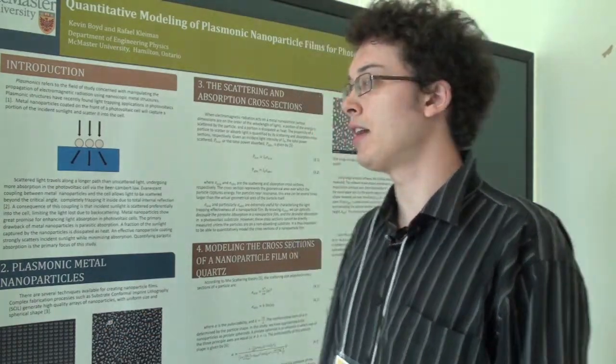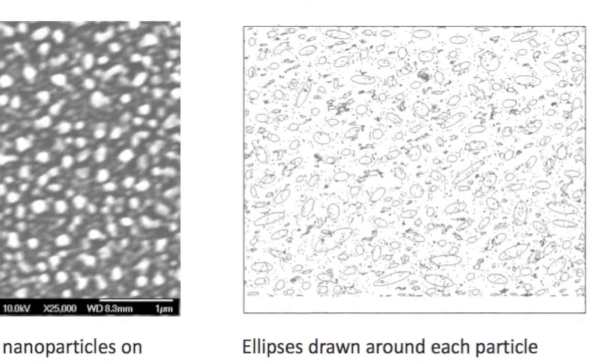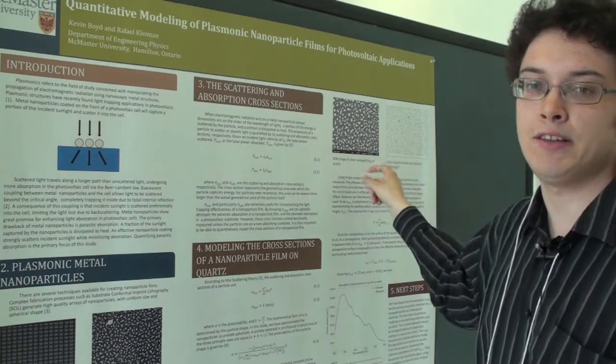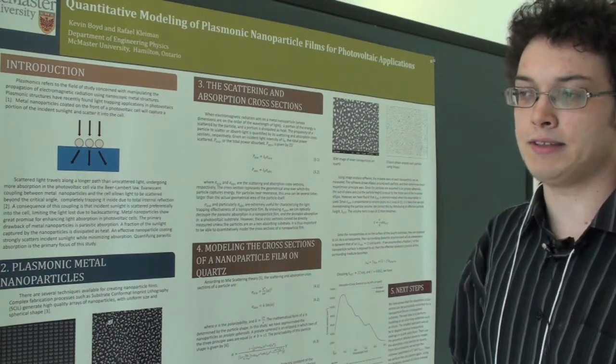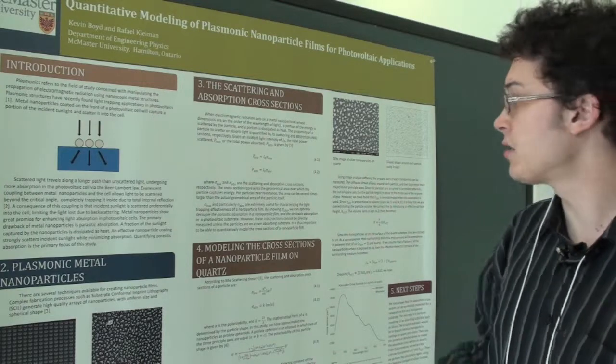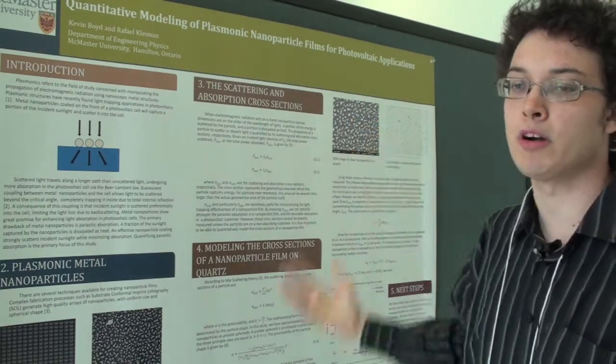What we do is we take a scanning electron microscope image of our nanoparticle film, and we use image analysis software to draw ellipses around each particle. From each of these ellipses, we can extract the major and minor axis of the ellipse. Those are our particle dimensions. But that's only the particle dimension in the plane of the surface. We also need to know particle heights.